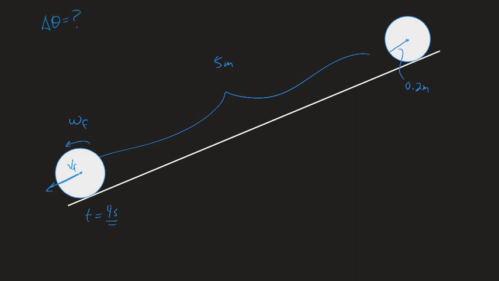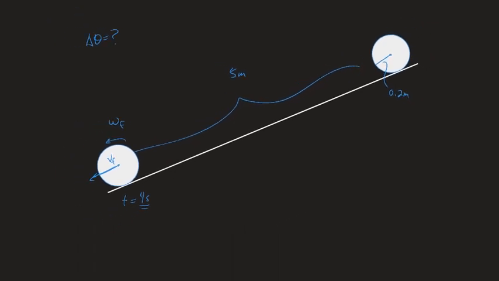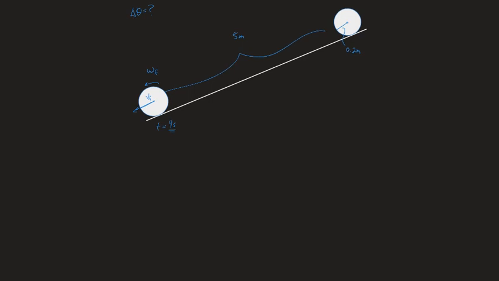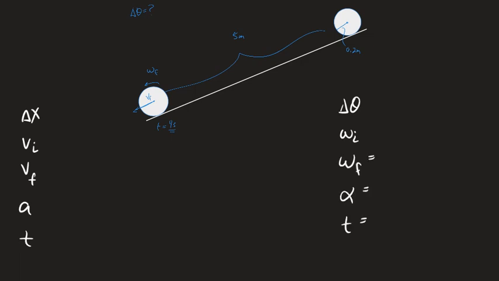Now, again, it's everything you've already done. There's nothing new here. But suddenly, there's twice as much information. So you've got delta x, vi, v final, a, and t. And you have delta theta, omega i, omega final, alpha, and t. These things are connected because it rolled.